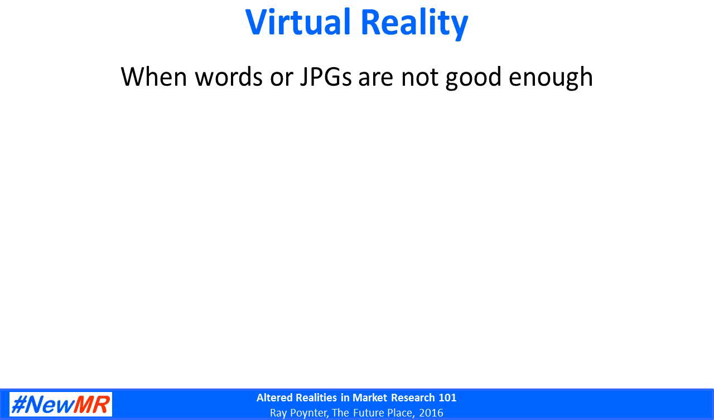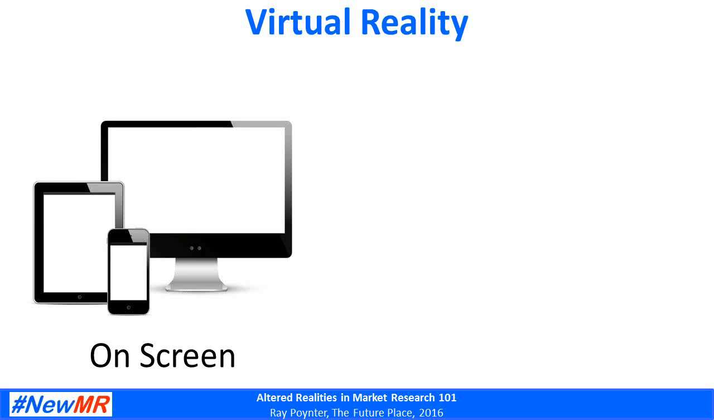So, first of all, virtual reality. Why do we use it? Well, we tend to use it when words or pictures, JPEGs, PNGs, GIFs, or videos are not good enough. So there are essentially two types of virtual reality. The first works on a computer screen. So it can be on a smartphone, it can be on a tablet, it can be on the PC screen.